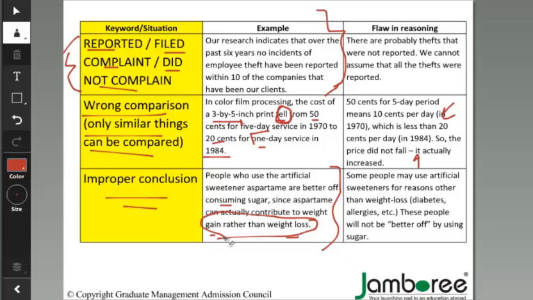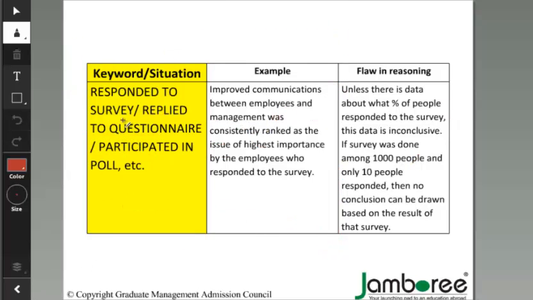You will find it very easy to write the essay. You'll find it very easy to find the flaws. Okay. The next type is this. Again, this is very similar to complaint or not complaint. These are the keywords. Whatever is appearing in all caps, you'll find this language exactly there.